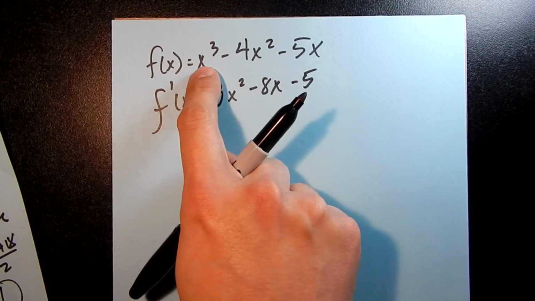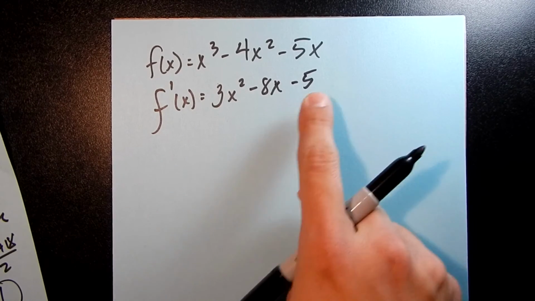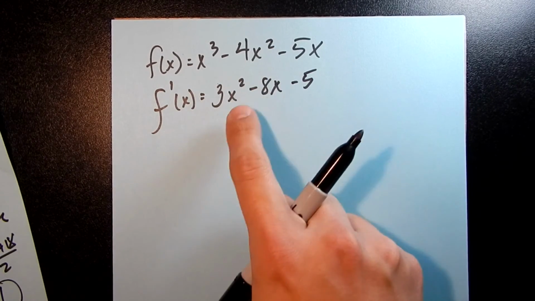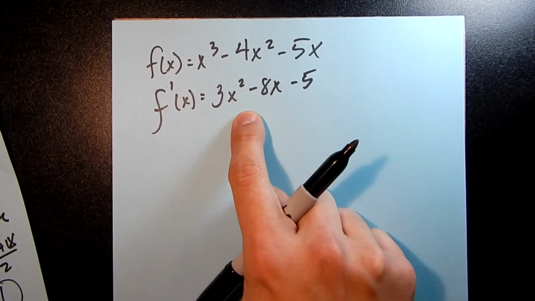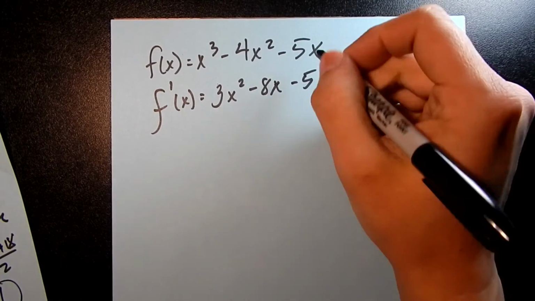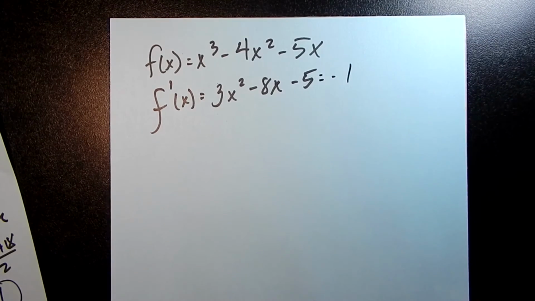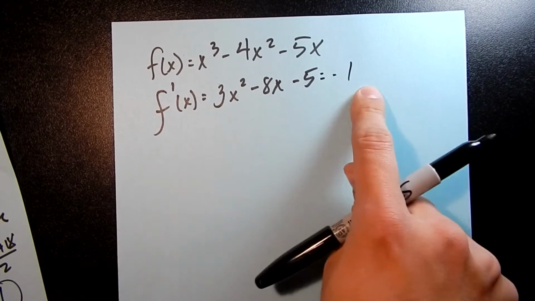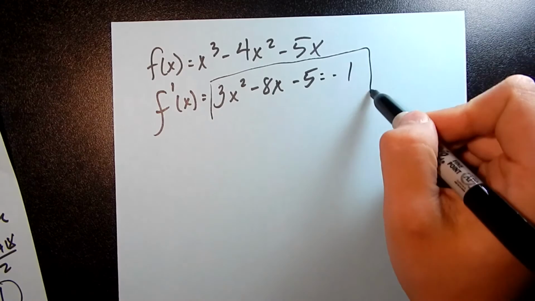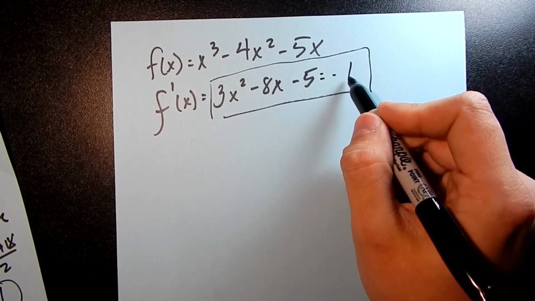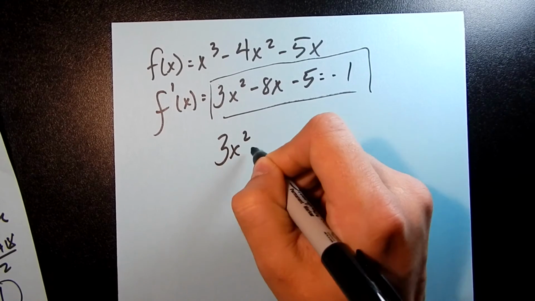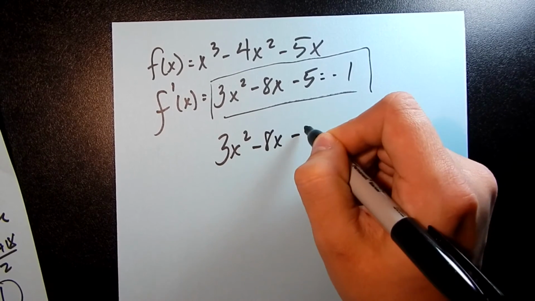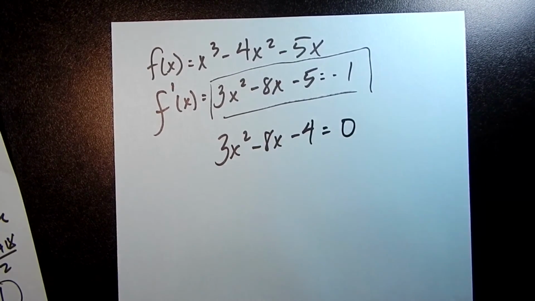What do we have? Okay, so here's our function. Here's our derivative. Let me make sure I did all that right. Okay, looks good to me. This slope at some point needs to be equal to negative 1. So if we have this case here, we can add 1 to this side. So what this is saying is 3x squared minus 8x minus 4 is equal to 0.